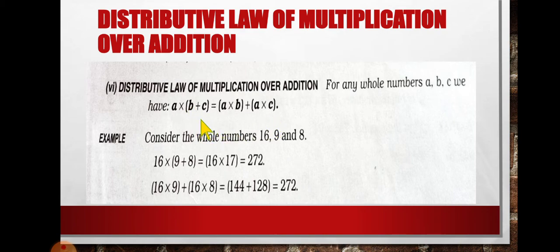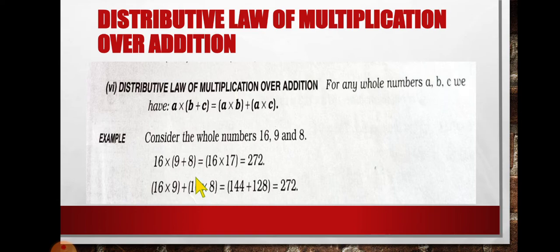Firstly, you just open the bracket and one by one you multiply with a, then you add. For this example, you can see 16 multiplied by 9 plus 8. So firstly, you will add these two numbers, then multiply. Otherwise, if you solve the other side, you open the bracket and one by one you multiply.